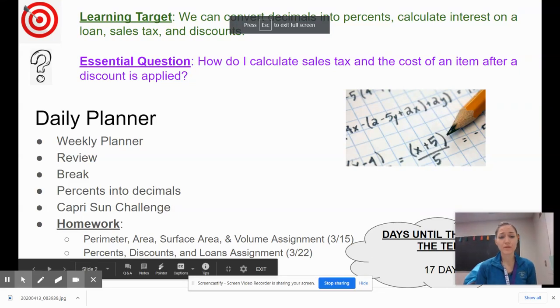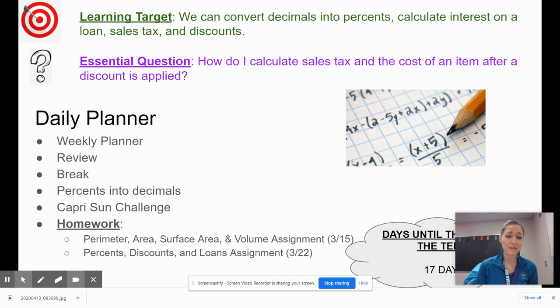Hey guys, so the learning target for the day: we can convert decimals into percents, calculate interest on a loan, sales tax, and discounts. So we're really going to look at the sales and discounts part. By the end of the day, you should be able to calculate sales tax and the cost of an item after a discount is applied. All right, we'll go ahead and just do section 2, and that'll pretty much be it for the day.